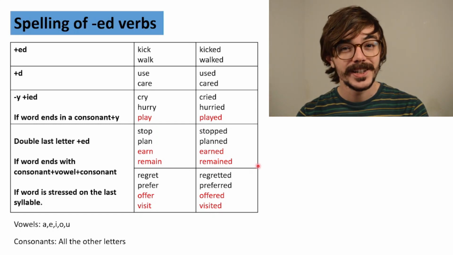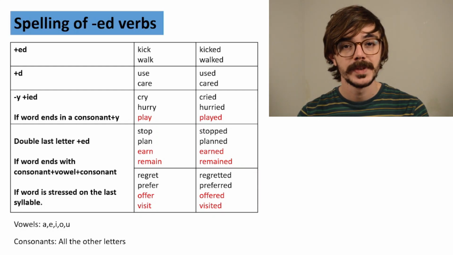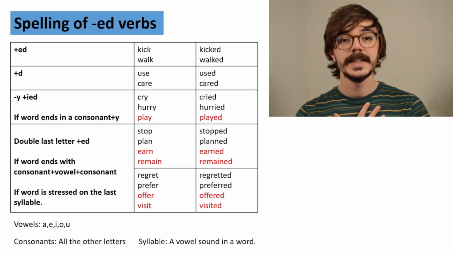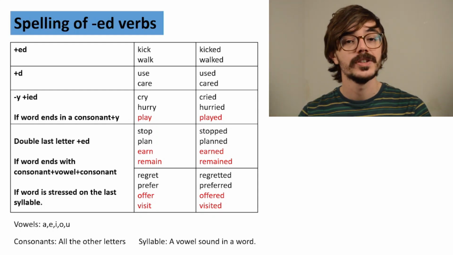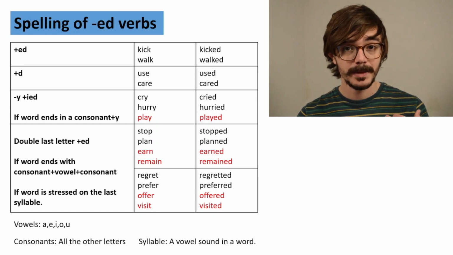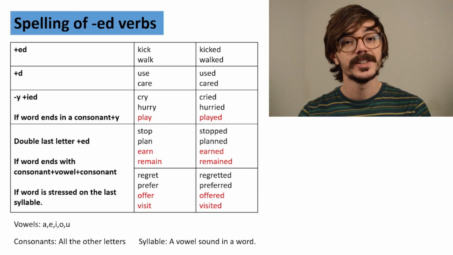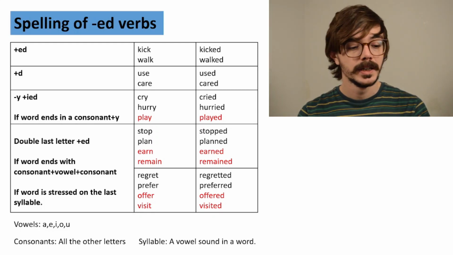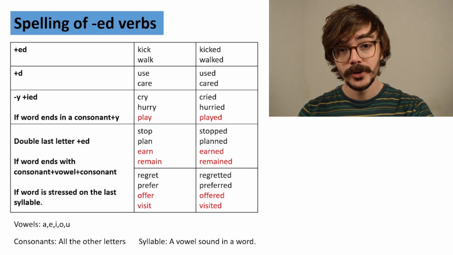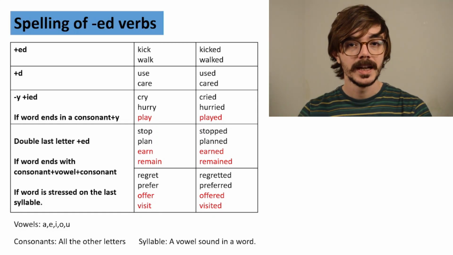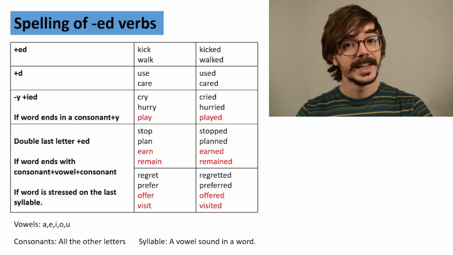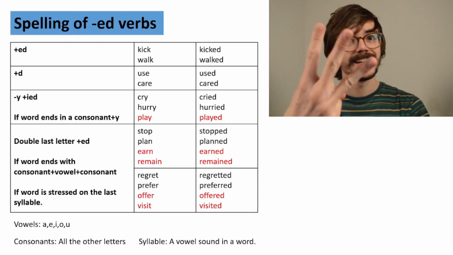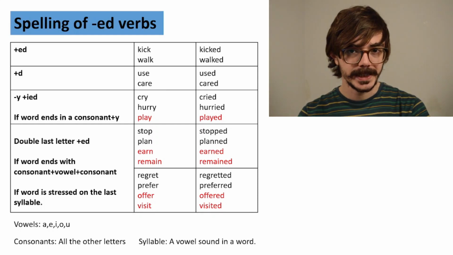Now, for the next bit, you need to know what a syllable is. A syllable is a vowel sound in a word. So for example, teacher has two syllables. Or my name is Archie, Archie has two syllables. Student has two syllables. Phone has one syllable. Hello has two syllables. Hi has one syllable. Important has three. So that's what a syllable is.